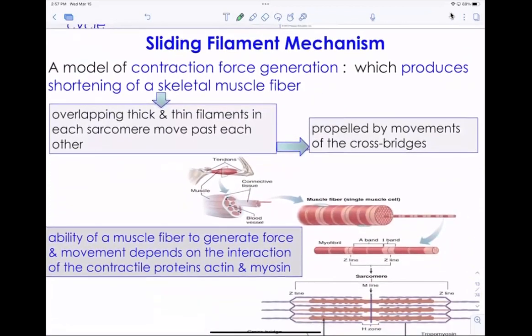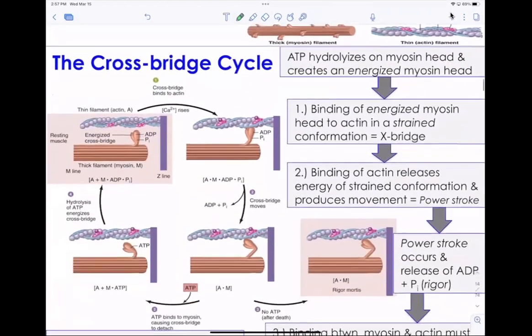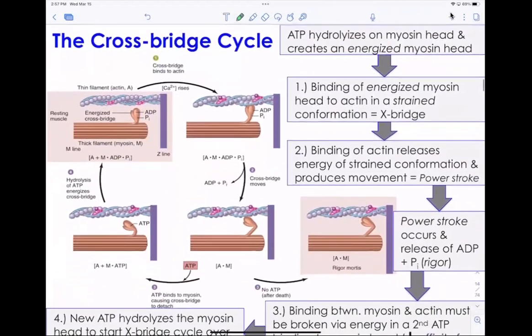And so the sliding filament theory is that if the myosin heads can attach, form cross bridges with the actin strand, they're going to pull the actin strand closer to the midline and slide those actin strands over the myosin, which makes it closer to the midline. Now, if we're going to add the cross bridge cycle, we're going to talk about those myosin heads and how they slide the actin strand over the myosin strand.